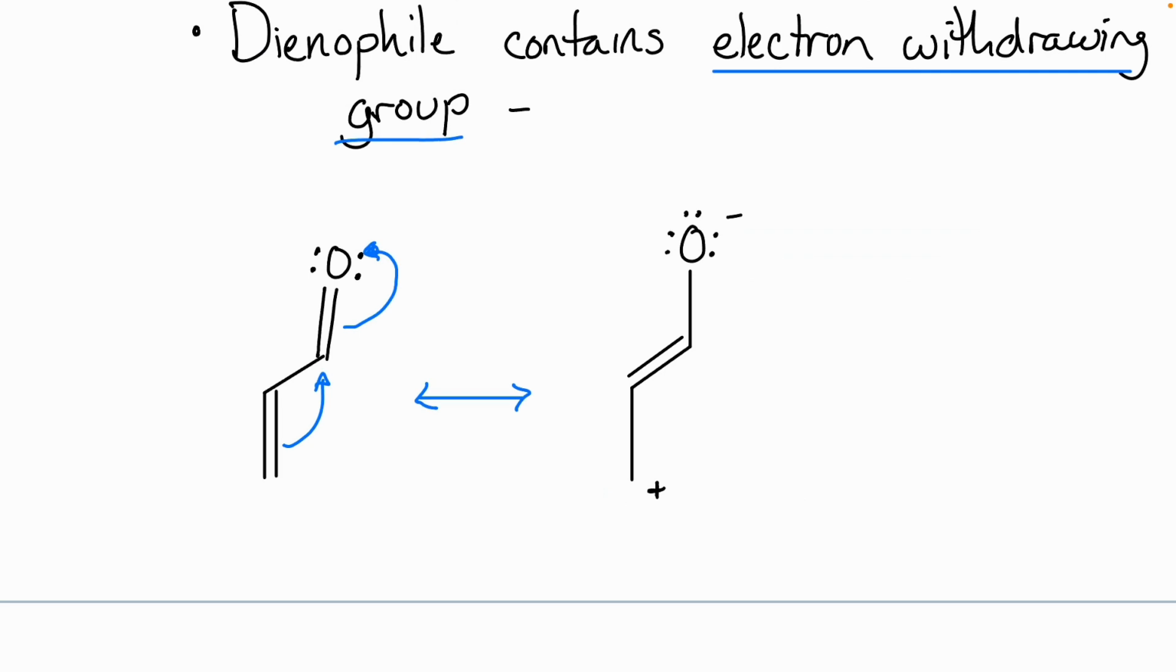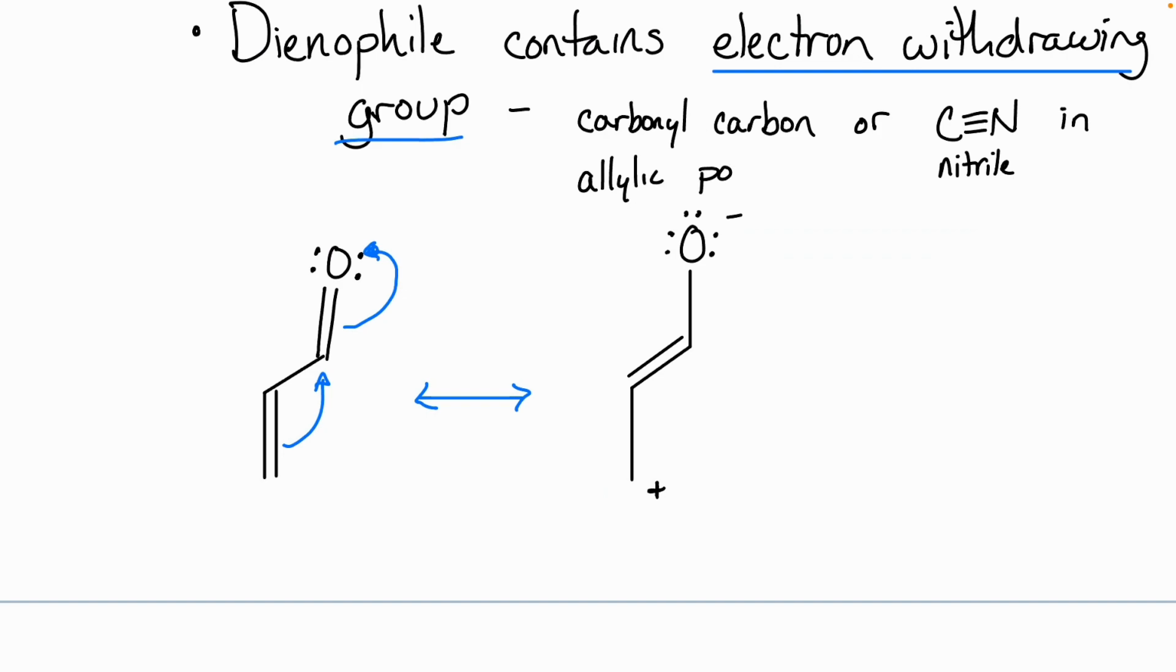These are going to be either a carbon that's double bonded to an oxygen, a carbonyl carbon, or a carbon nitrogen triple bond, what we call a nitrile carbon, in the allylic position. Both of those features, you can then draw resonance where that particular functional group is pulling electron density away from that dienophile.